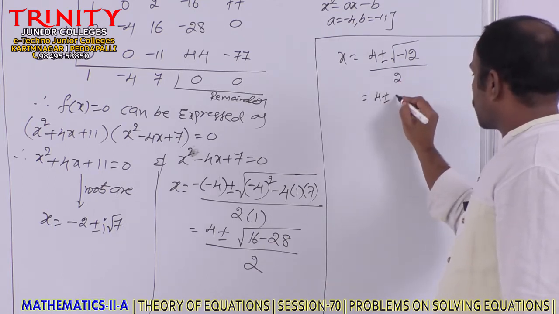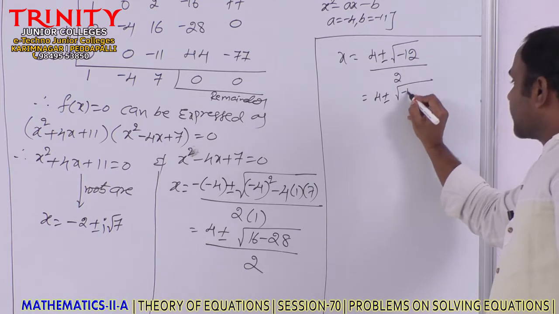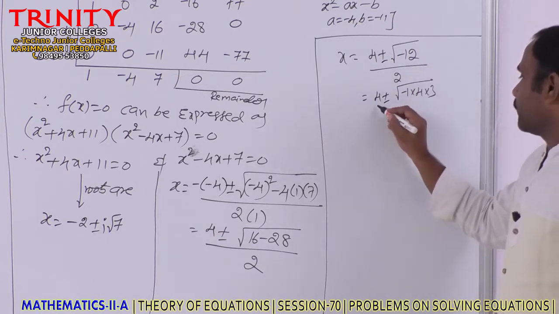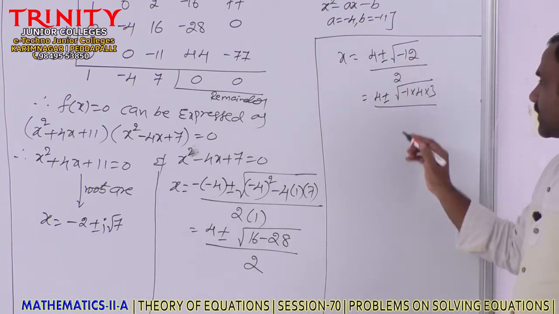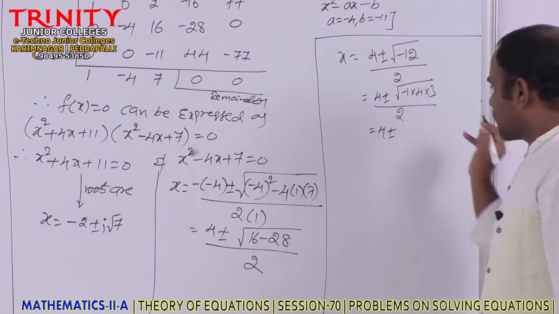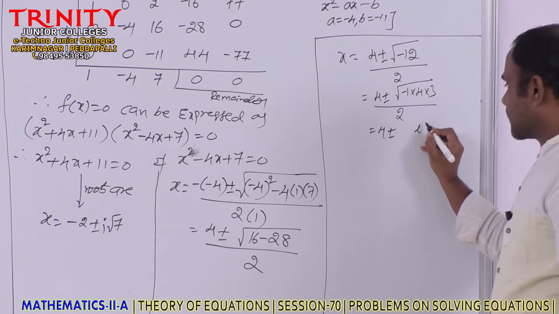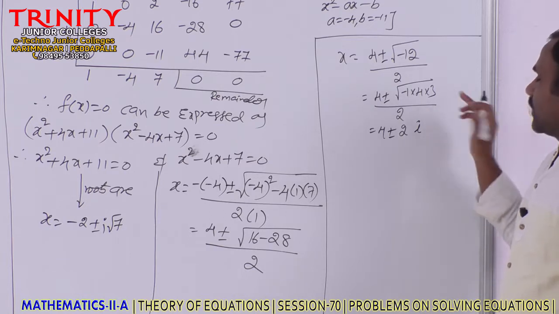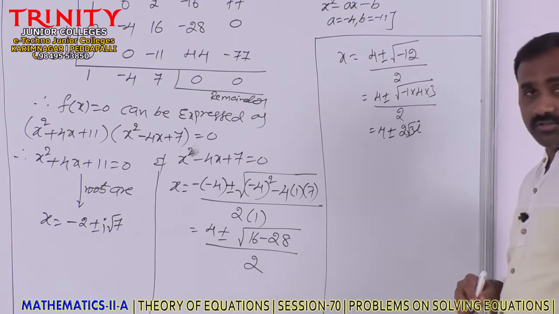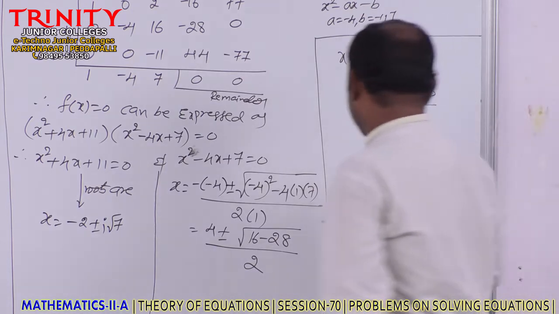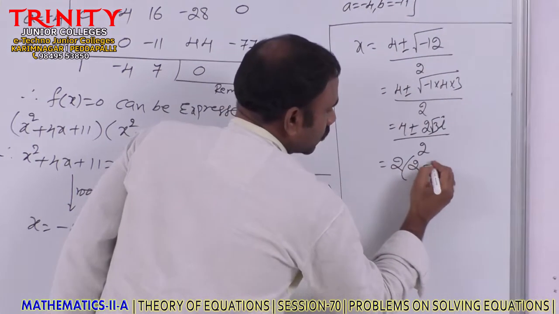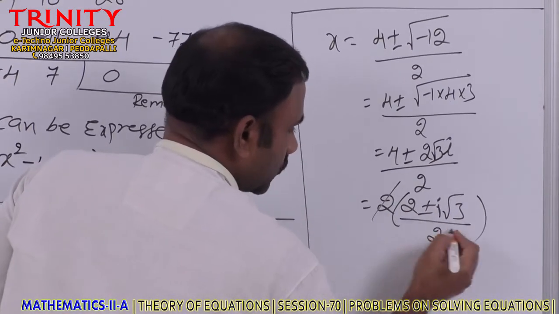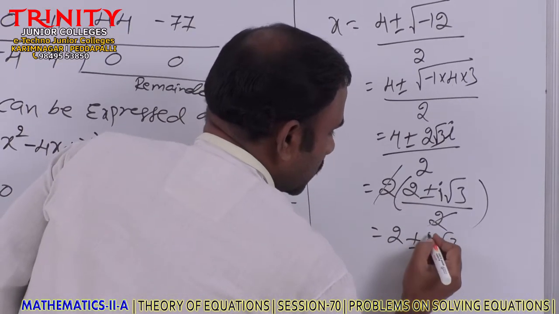4 plus or minus root minus 12, we can write it as minus 1 into 4 into 3. 4 threes are 12. It is not a perfect square. That's why we have expressed it as 4 threes and minus 1 is separated. 4 plus or minus root minus 1 is nothing but i, imaginary number. Root 4 is nothing but 2. And root 3 is irrational, it doesn't have a perfect square root, therefore root 3, divided by 2. Take 2 common in the numerator, we will get 2 of 2 plus or minus i root 3, divided by 2. 2 cancel. 2 plus or minus i root 3. Here we got 2 roots.